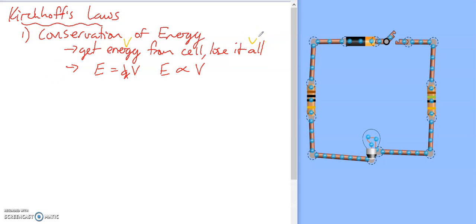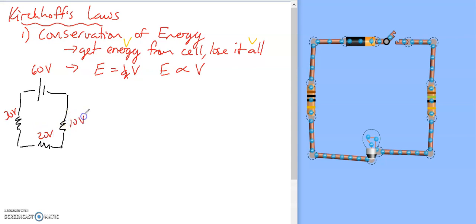So what that means is if I draw a circuit, just a basic circuit, and I have my power supply up here, and let's say that is 60 volts, I have to lose all my voltage as I go around the circuit. So maybe I lose 30 volts there, and I lose 20 volts there. This one has to be 10 volts. So as you go around, you have to lose all your voltage before you get back to the power supply because it's directly proportional to energy.